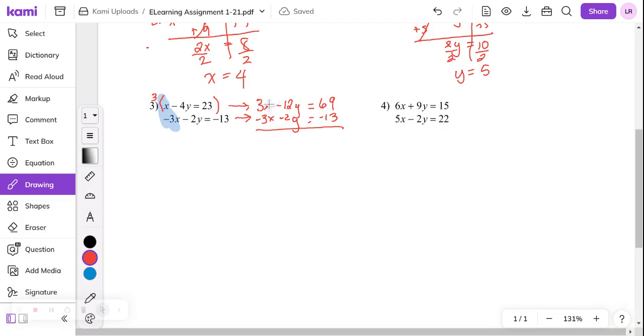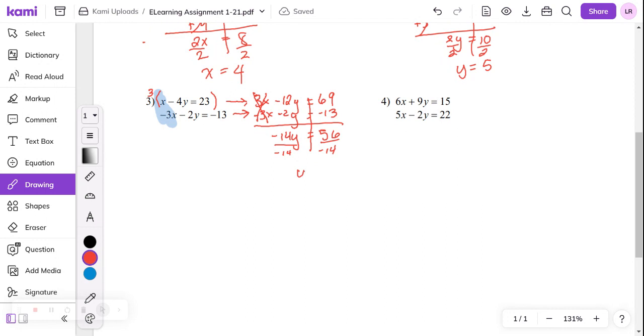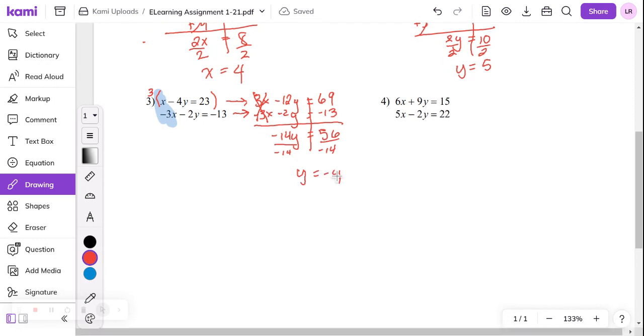Now from here, let's add these together. That's 0. I have negative 14y. And 69 minus 13 is 56. Divide both sides by negative 14. And 56 divided by negative 14 is negative 4. Okay? So I got negative 4.